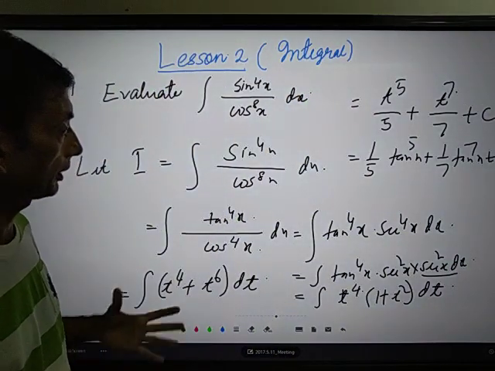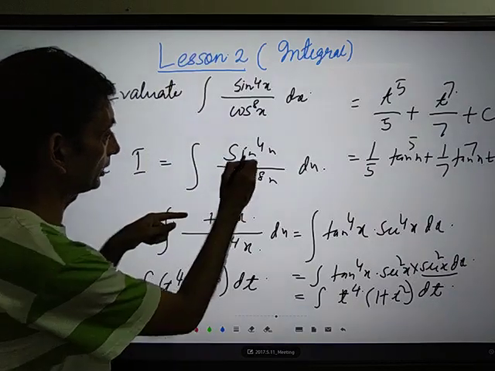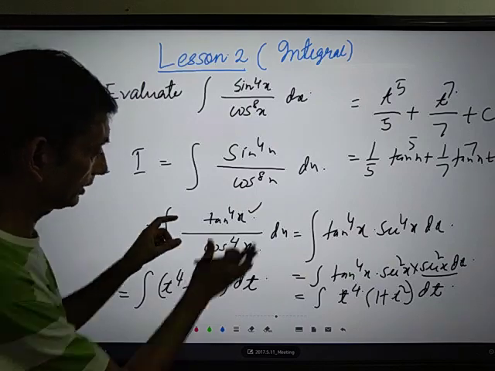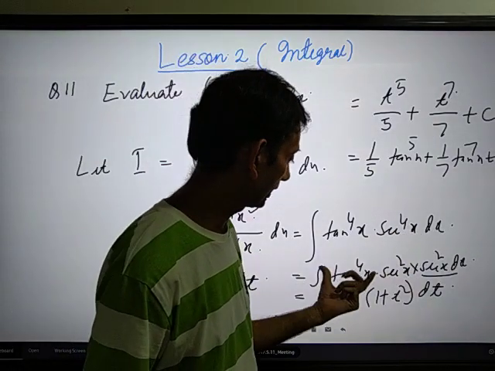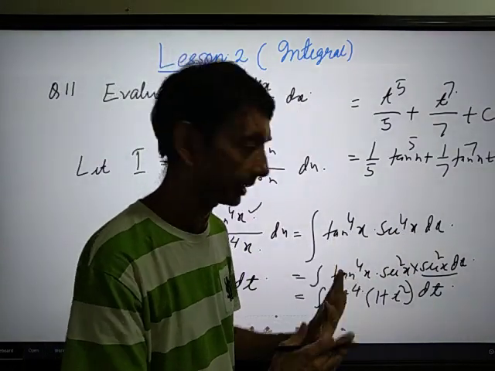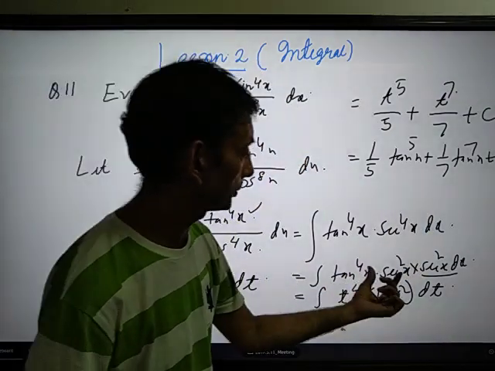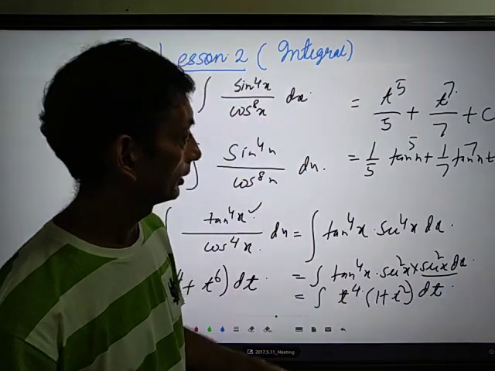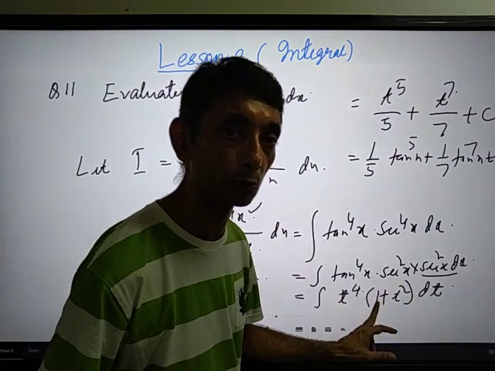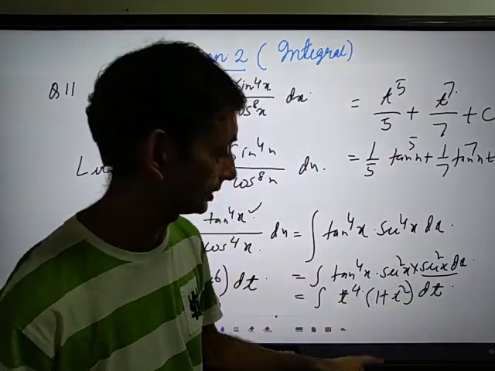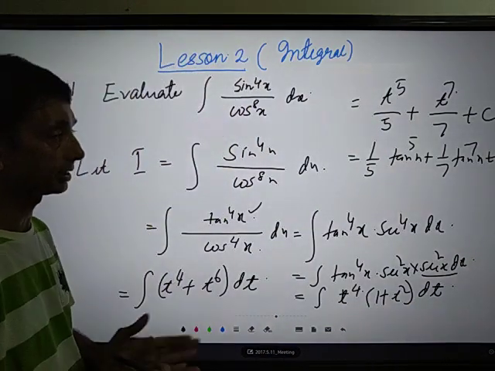So what we have done: we divided numerator and denominator by cos to the power 4x, and it gives us tan to the power 4x, and this 1 by cos to the power 4x we are bringing up, that is sec to the power 4x, and then tan to the power 4x is left like that. Sec to the power 4x is expressed in the form of sec square x into sec square x, and then we substituted tan x equal to t, so t to the power 4, and sec square x can be written as 1 plus t square, that means 1 plus tan square x, so 1 plus t square dt, and I hope the remaining steps will follow. So this was question number 11.